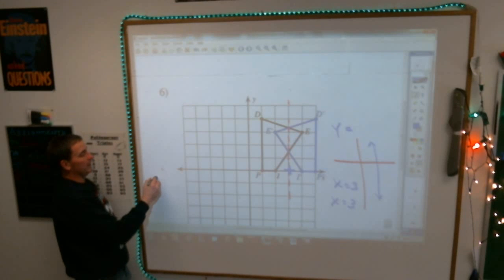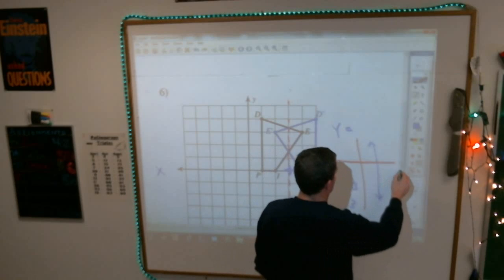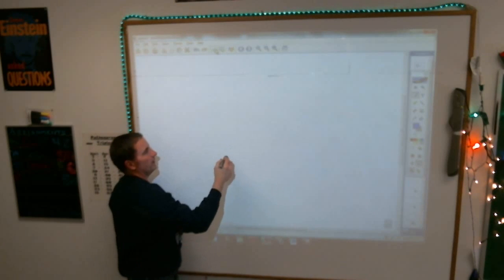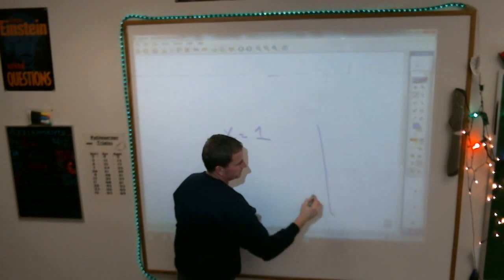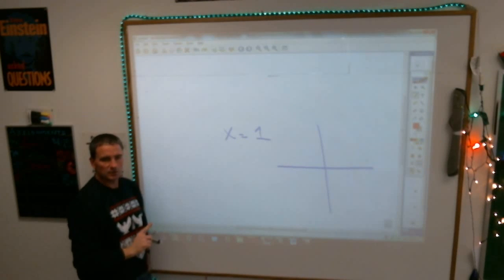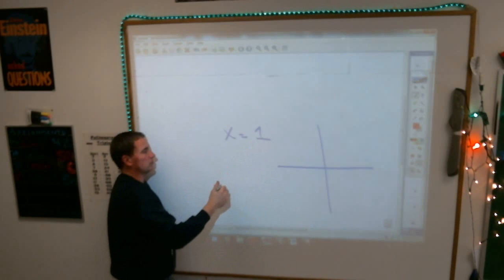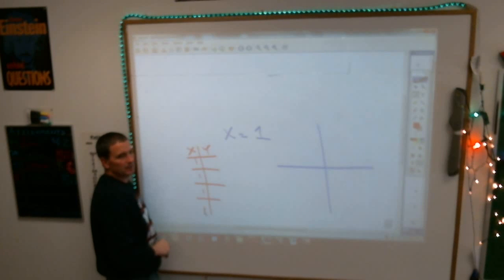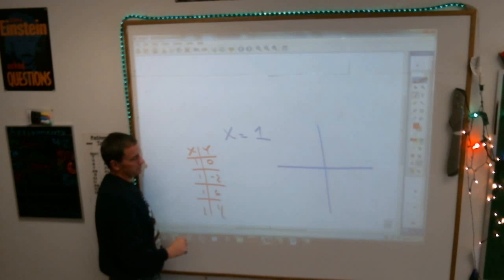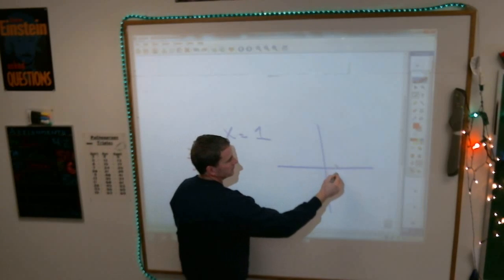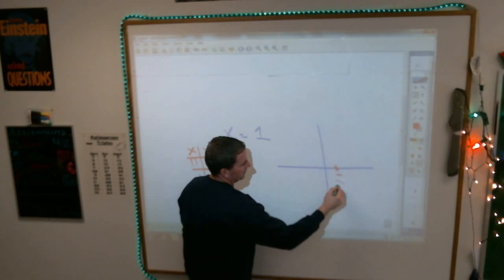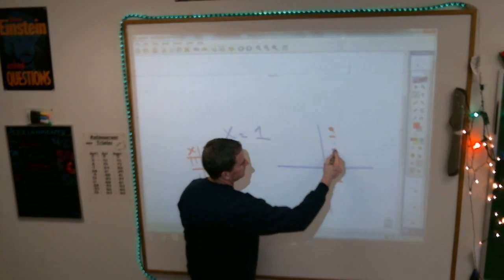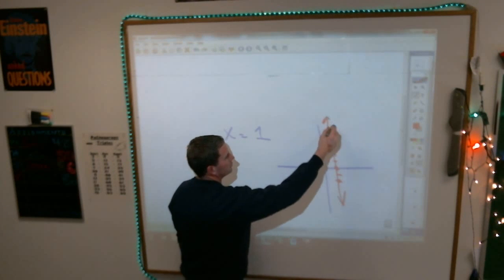If I told you to graph x equals 1 on a coordinate system, here's the deal. If you're graphing x equals 1, it doesn't matter what y is, x is always 1. So if you're making your little chart table of x and y values, what's x? X is always 1. What's y? Y can be anything: 0, -2, 6, 4. If you're graphing these points, watch what happens. (1, 0), (1, -2), (1, 6), (1, 4). This is the graph of x equals 1.